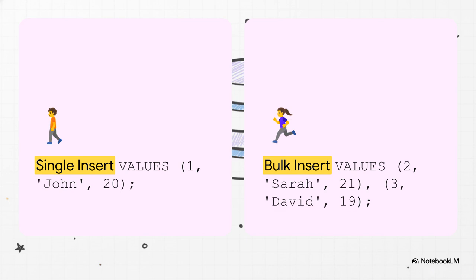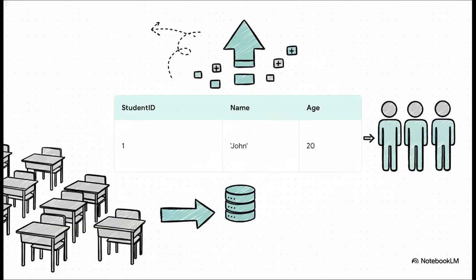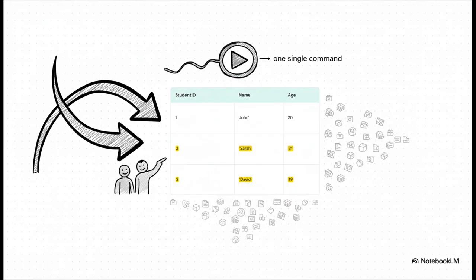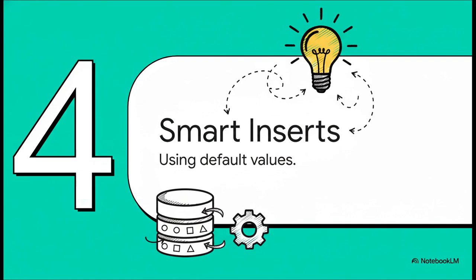Just take a look at the difference here. On the left, you've got one set of values for one person. But on the right, for a bulk insert, you just list out all your new rows one after the other, separated by commas. It's the same command, just supercharged. Okay, so here's our table with just John in it. Now let's give him a couple of classmates. And there you have it. With one single command, we've added both Sarah and David. You can already see how this would save a massive amount of time when you're dealing with hundreds or even thousands of new entries.